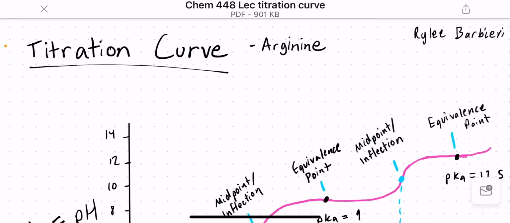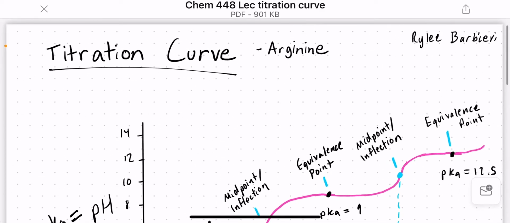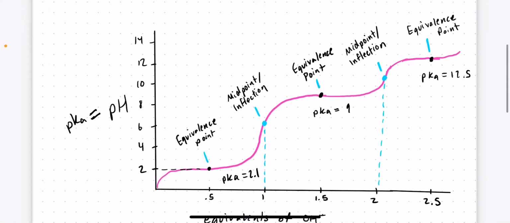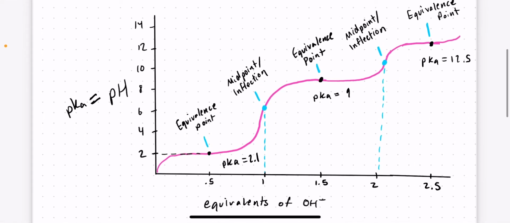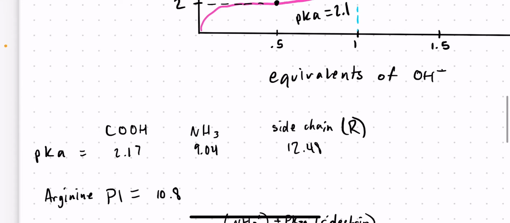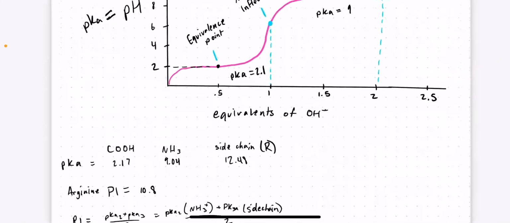We're going to be doing our titration curve today on arginine. So let's get to the curve. First we see on the x-axis the equivalence of OH minus, which is going to be our strong base, and then we have on the y-axis the pH, which is going to be equal to pKa. So first, the arginine's given pKa is going to be 2.17, 9.04, and 12.48. That's going to be the side chain.